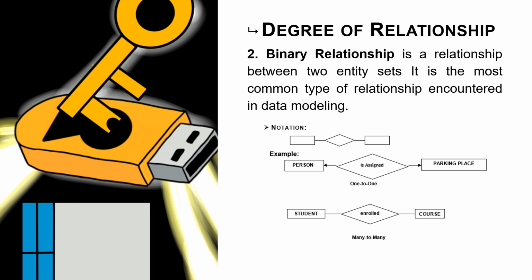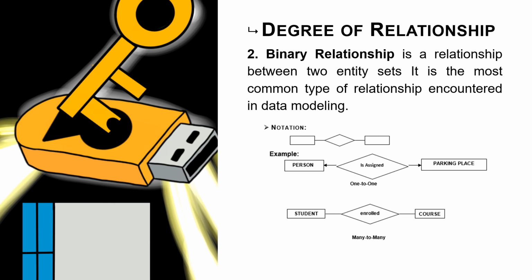Binary relationships. It is a relationship between two entities, and it is the most common type of relationship encountered in the data model. So for example, a person is assigned to a parking place. So that is a one-to-one relationship. How about the one-to-many relationship? A person has many clothes. Many clothes can be owned by only one person. So that is a one-to-many relationship.